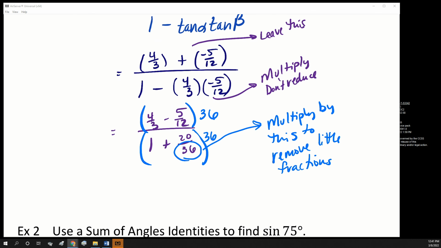So if you're going to do this in your head, what I would do is reduce 36 over 3. What would that reduce to? 12. And then multiply 12 times 4. That's just going to be regular 48. Okay. And then you can do this here. Reduce.